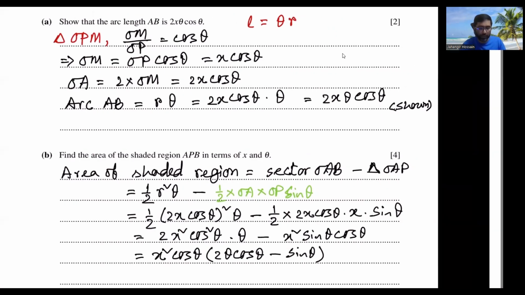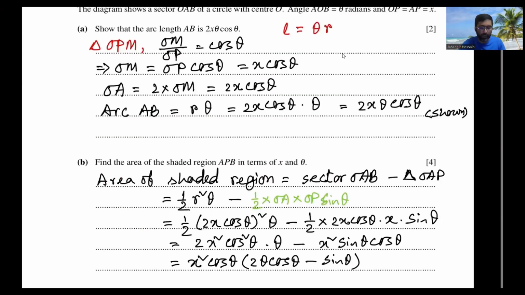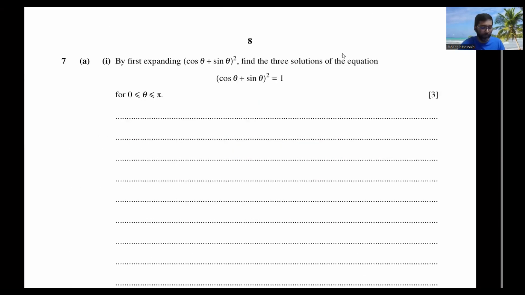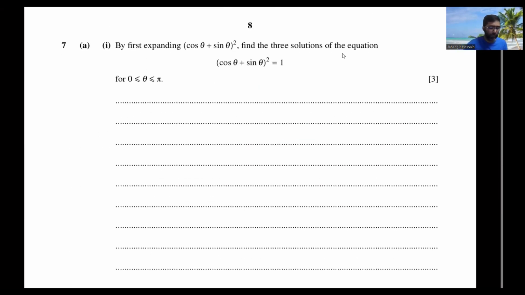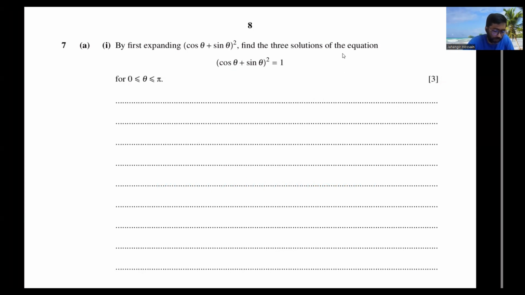Is there any part of this question remaining? No. Okay, that's question number 6. Let's move on to question number 7 then. In question 7a, by first expanding cos theta plus sin theta whole square, find the three solutions. They have mentioned the number of solutions. So you have to give exactly three solutions of the equation cos theta plus sin theta whole square equal to 1 for theta between 0 and pi inclusive.